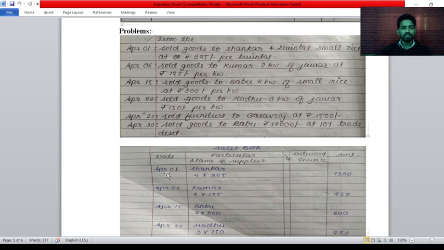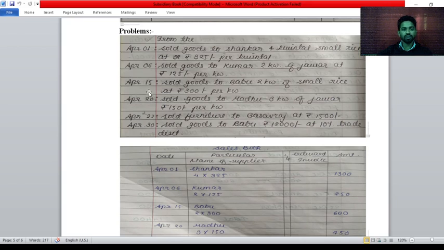Now see, 1st April, this is the format of the sales book. In the date column write the date, April 1st. Then Shankar, 4 quintal small rice into 325 per quintal. 4 into 325 is 1300, the total amount. Next, on 6th April, sold goods to Kumar, 2 quintal of jawar at rupees 125 per quintal. So April 6, Kumar, 2 into 125 is 250.